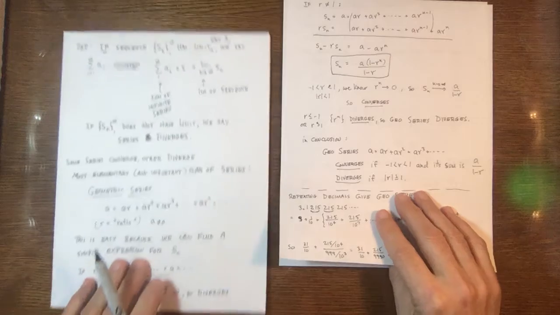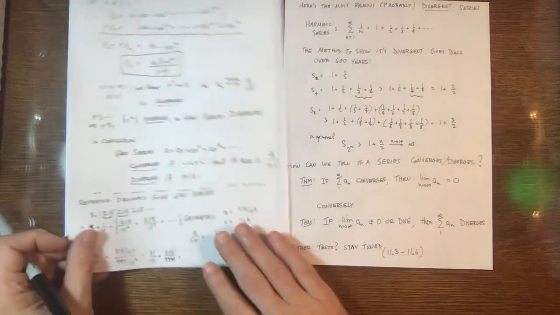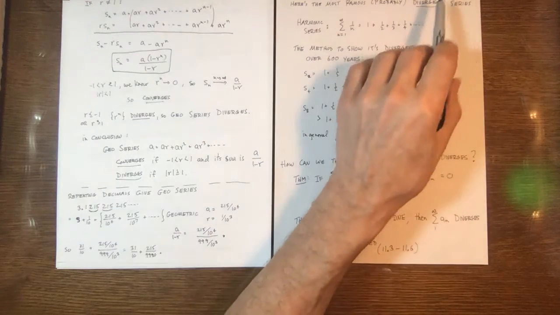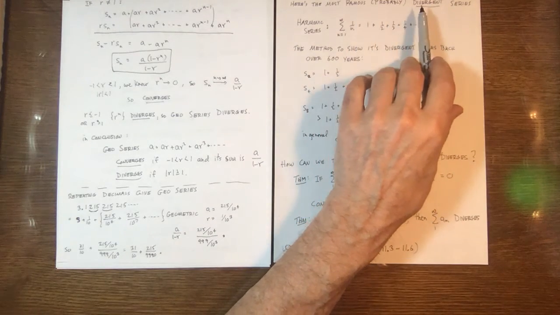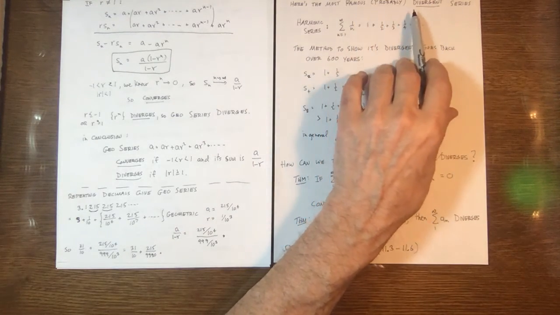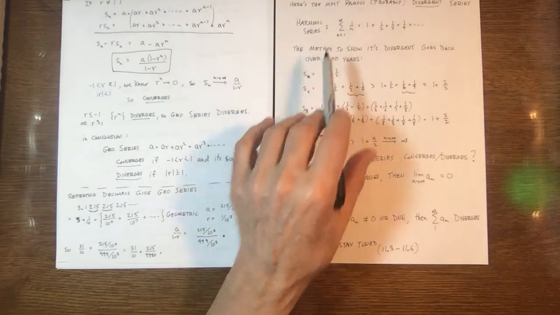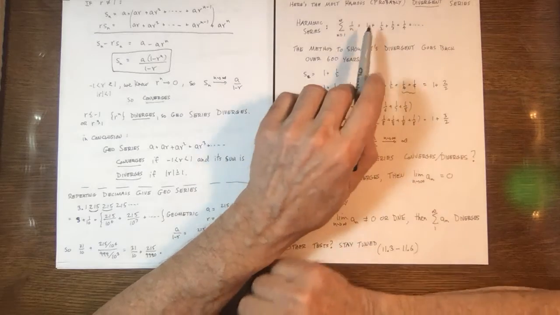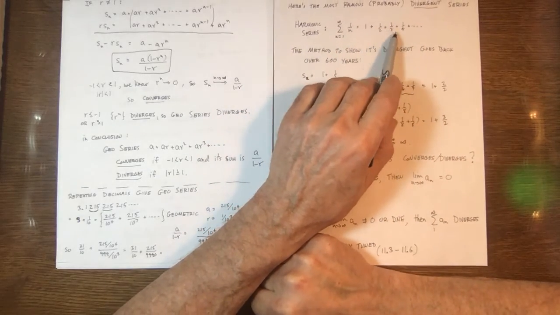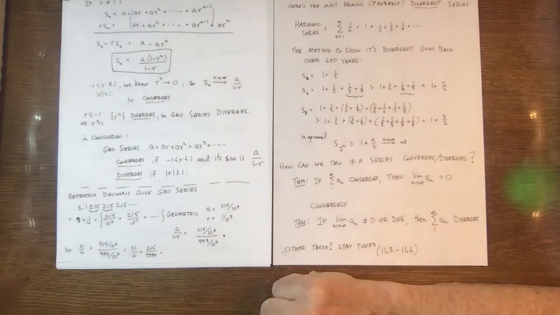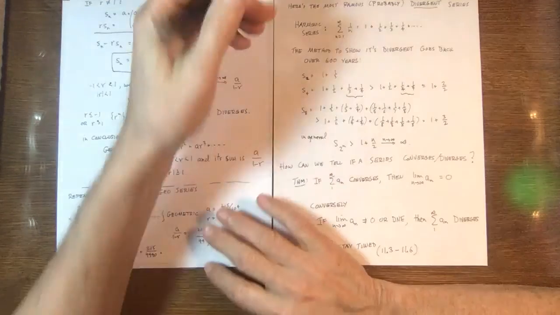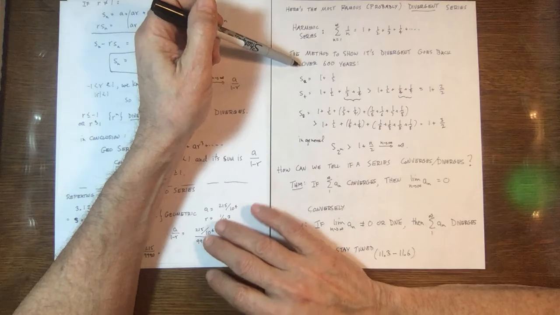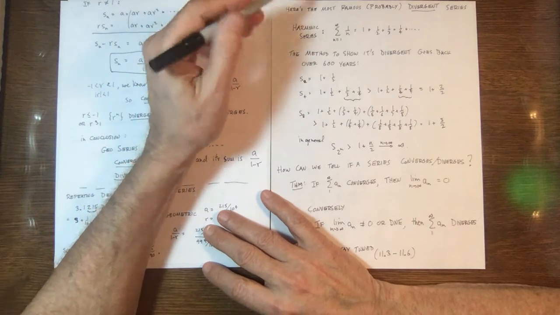Well, what about something else? How about a series that diverges? This is probably the most famous one. It's the standard example. It's called the harmonic series. Summation 1 over n. So that's like 1 plus a half plus a third plus a fourth, etc. So here's how we show it's divergent. Amazingly, this method goes back over 600 years.